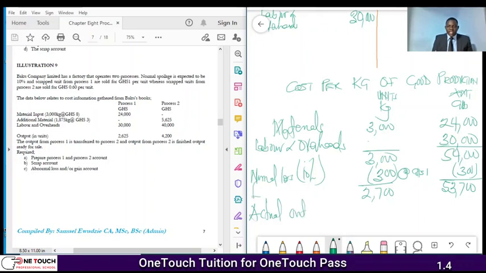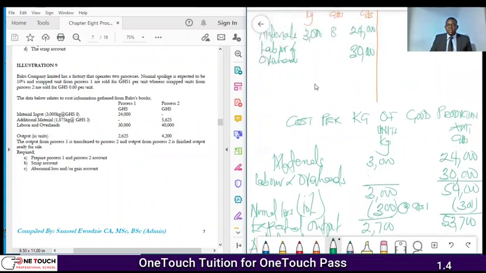Good. However, the actual output from the process, so this is the expected output, and the actual output from the process was 2,625. So the difference, 2,700 minus 2,625, gives us an abnormal loss of 75. Great.